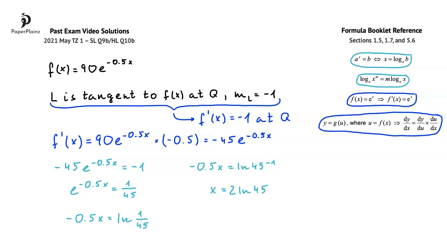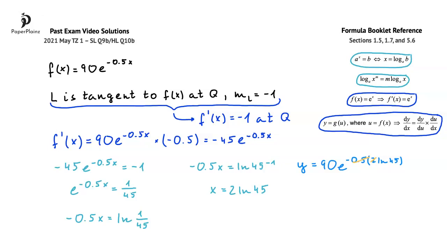This is the x-coordinate of Q. So in our final step, let's find the y-coordinate. To do so, we'll substitute 2 ln 45 for x into the expression for f(x). This gives us that y is equal to 90 times e to the power of -0.5 multiplied by 2 ln 45. 0.5 times 2 is 1, so we can cancel these two numbers.